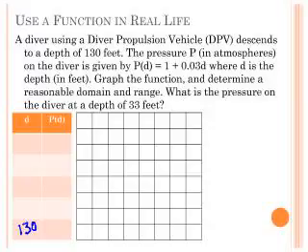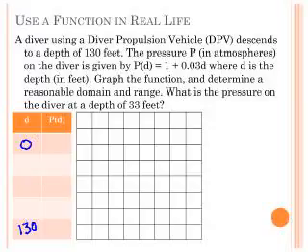The first thing that we're going to do so that we can graph this is pick a table of values that we're going to try. Since we can't have a negative here because we can't go above the water, we're going to start at 0. We're going to say what his pressure would be if he didn't dive at all.